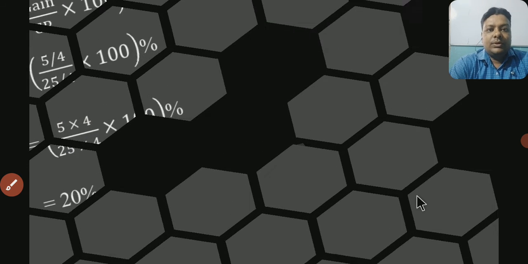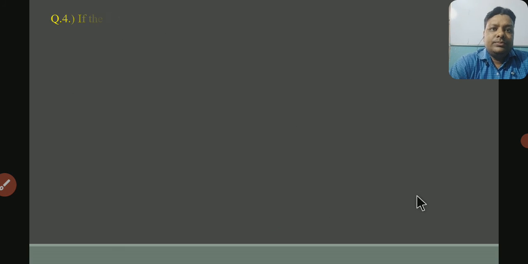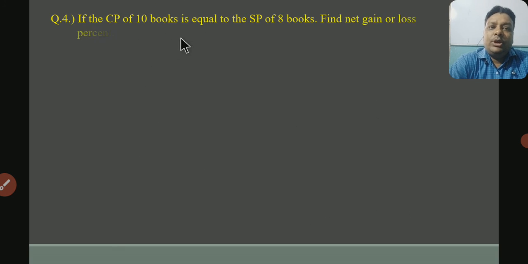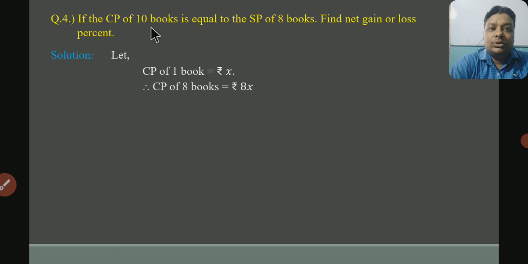Okay. So I hope that you all have understood. Question 4. If the CP of 10 books is equal to the SP of 8 books, there is a comparison between CP of 10 books and SP of 8 books. Both are equal. So we have to find the net gain or loss percent. In that type of question, dear, always assume. You can assume CP and SP both, but you can assume CP first. So CP of 1 book you can assume x. We will find up to 8 books because we have assumed CP, so according to the quantity of SP we will go. So the quantity of SP is 8, so we will find the CP of 8 books first.